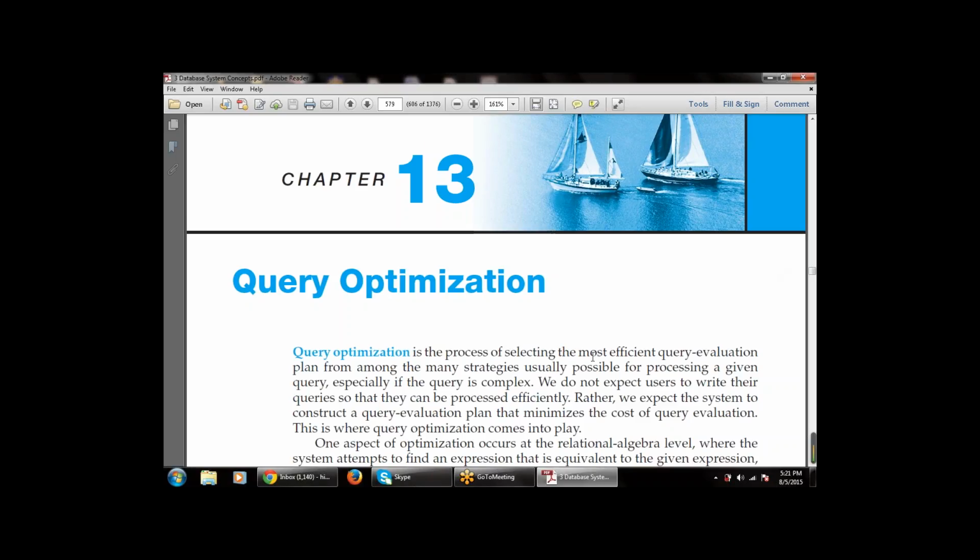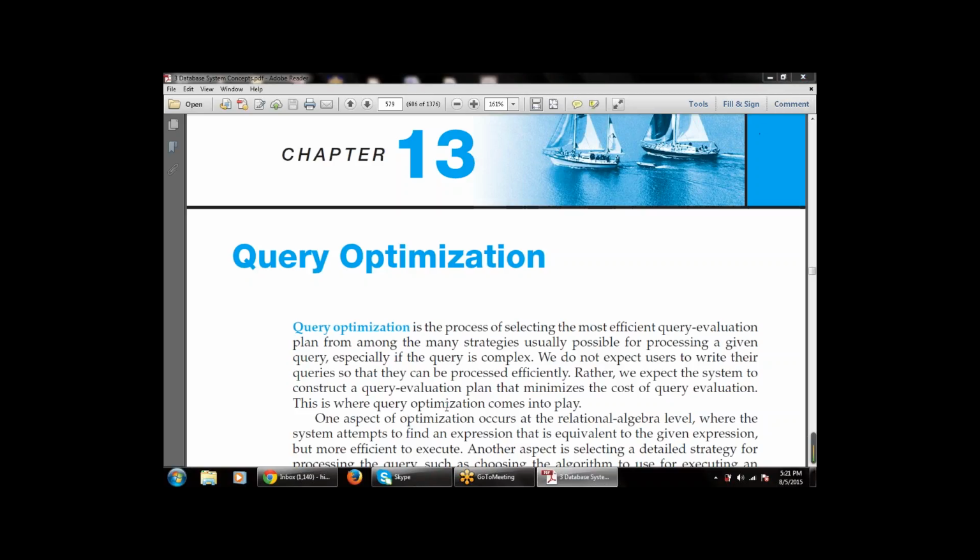So let's start with the query optimization introduction. Query optimization is the process of selecting the most efficient query evaluation plan from among the many strategies that are usually possible for processing a given query. So query optimization means optimizing a query. It is a process of getting the most efficient query evaluation plan from among the many strategies available, and it is used especially if the query is complex.